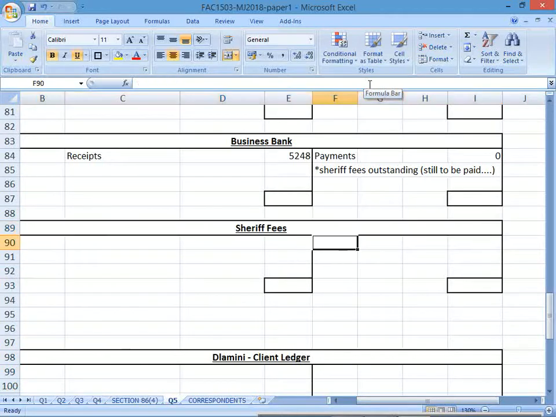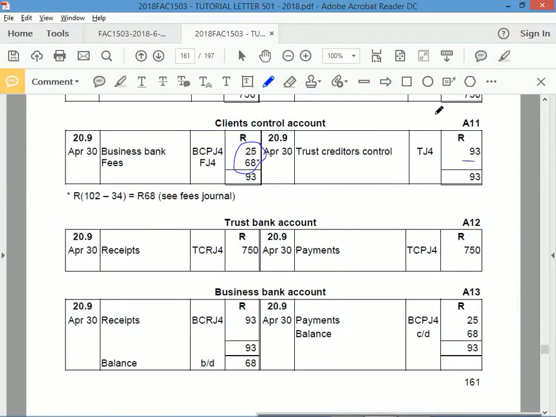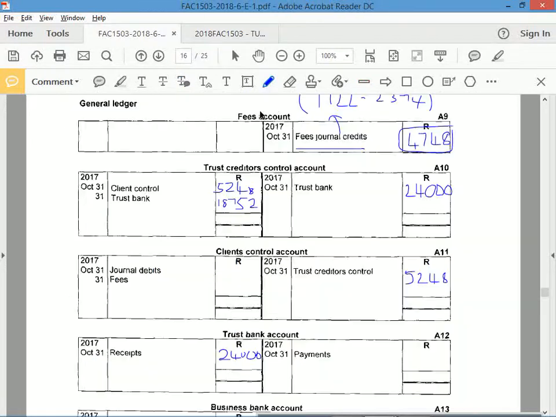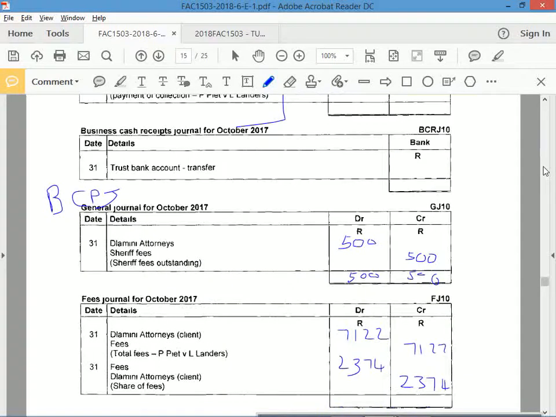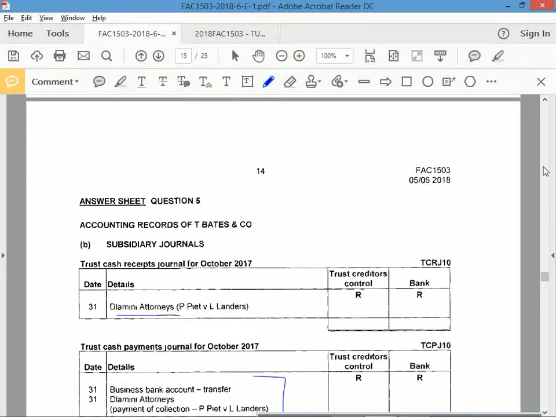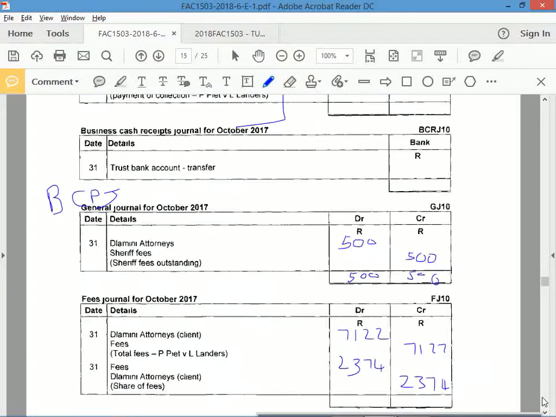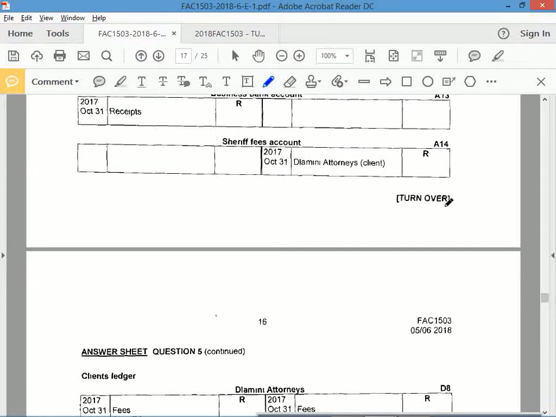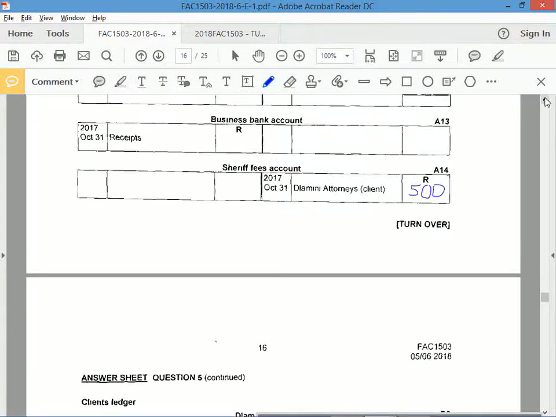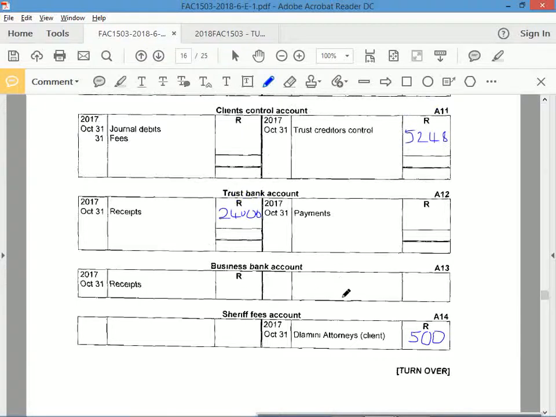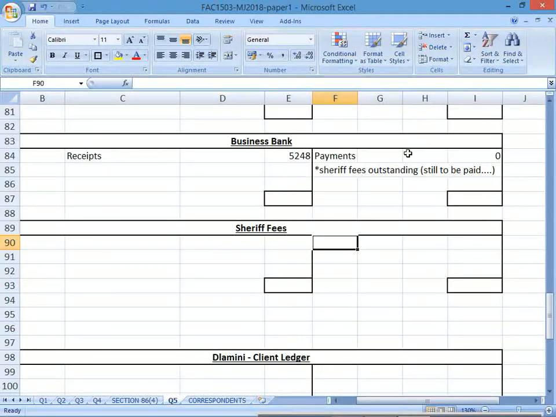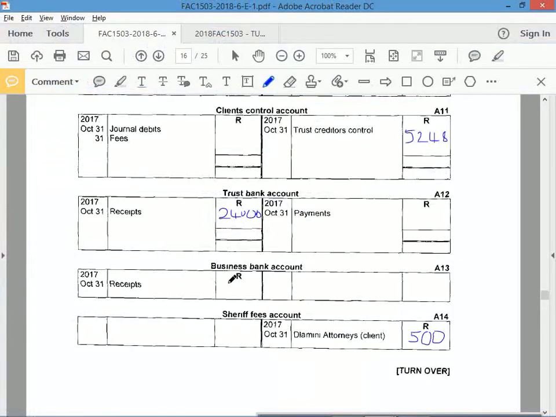Okay, the share fees that we can record in, that's fine. Share fees. Let's have a look. How much was it? 500. Okay, so the share of fees would be 500. Okay, you could even see here in the question, see there was no payments here. Okay, so I had 0 payments there. I would have put 5248 here.